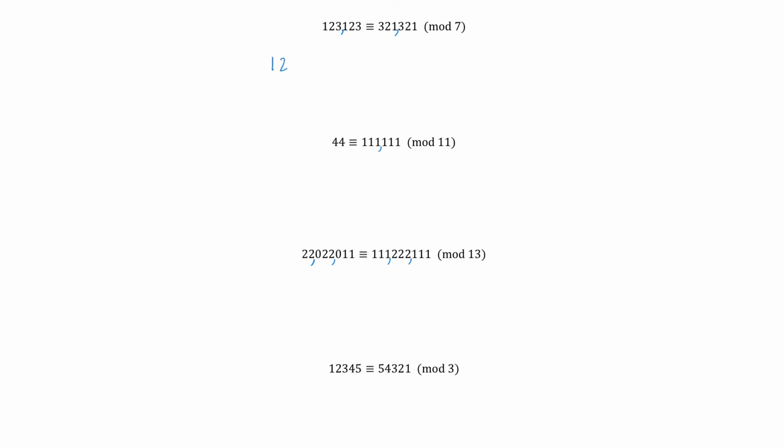So we have 1, 2, 3, 1, 2, 3. Remember, we alternately add and subtract these groups of 3. So plus and minus. And on the other side, we would get 3, 2, 1, 3, 2, 1, and alternately add and subtract these groups. And notice that you get 0 in both of these scenarios. So these numbers are multiples of 7, and they both have a remainder of 0. So this congruence is true.